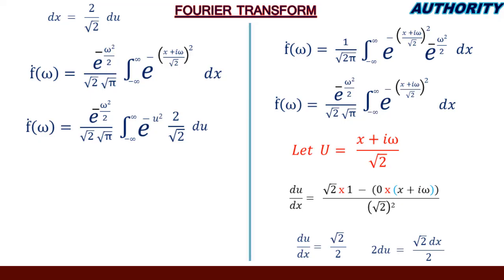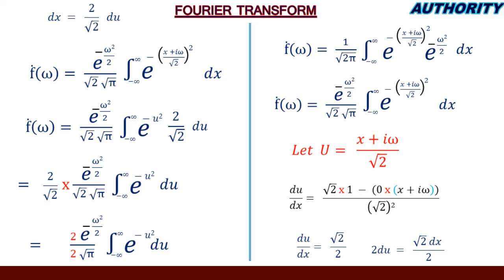Here we have 2 all over square root of 2, which is a constant. We take it also outside the integral sign. So we are going to have 2 all over square root of 2 times e raised to the power of minus ω squared all over 2, all over square root of 2 times square root of pi, the integral from negative infinity to positive infinity of e raised to the power of minus u squared du. In the denominator, outside the integral sign, we have square root of 2 times square root of 2 times square root of pi. Square root of 2 times square root of 2 gives you 2. Then we have 2 in our numerator and 2 in our denominator, which cancel.